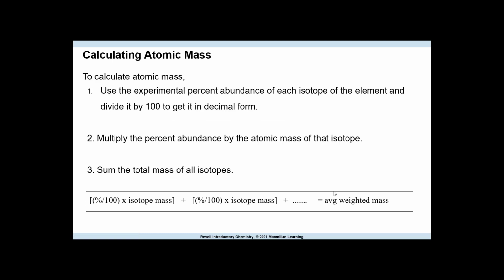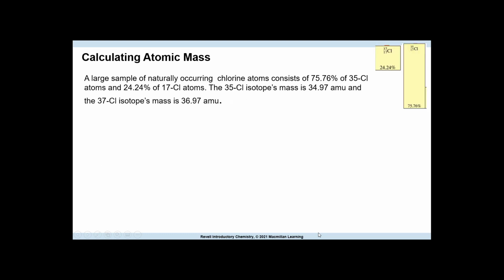Okay, so calculating atomic mass. We use the experimental percent abundance of each isotope of the element and then divide it by 100 to get it in decimal form. Multiply the percent abundance by the atomic mass of that isotope. And then you sum the total of all that together. And that's pretty much what you see here. And sometimes you will get 3 or 4, and you have to do the same thing and then add it at the end. So let's take a look at a problem.